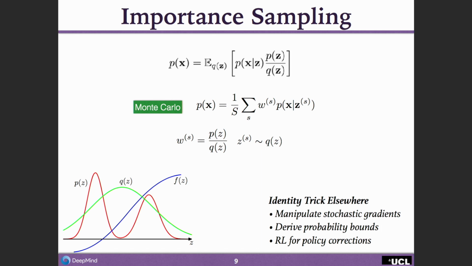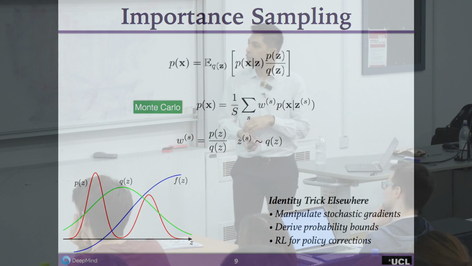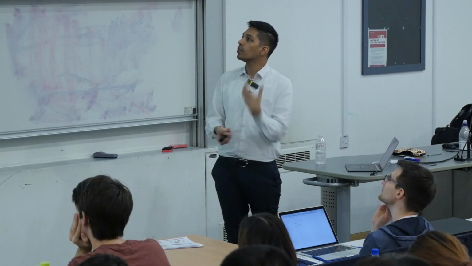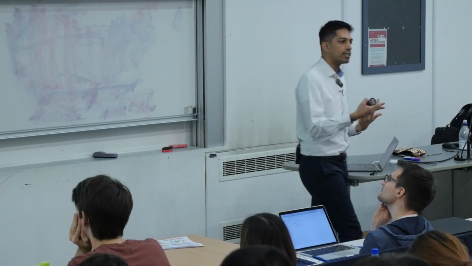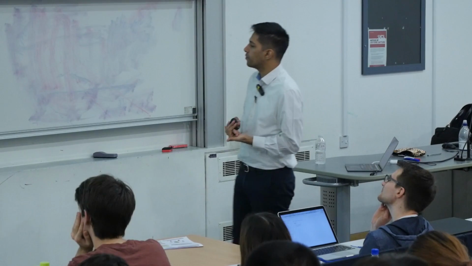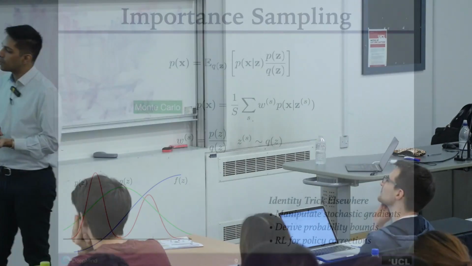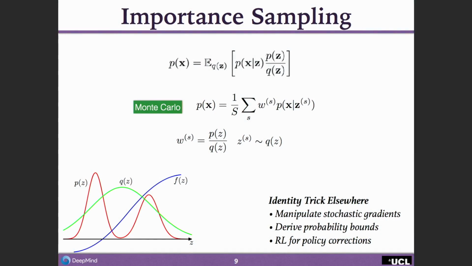So you would have seen this kind of identity trick, not just in importance sampling. We will use it again later on to manipulate certain stochastic gradients. If you are doing probability theory, you will always use this trick to derive certain types of bounds, to show the convergence properties and asymptotic properties of the convergence. And if you are dealing with reinforcement learning, where you're thinking of off-policy corrections, then you will always introduce these kinds of ratios to handle these settings. So this is a very useful trick to have in mind.